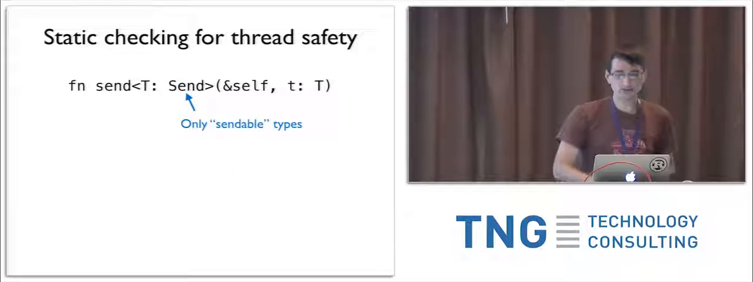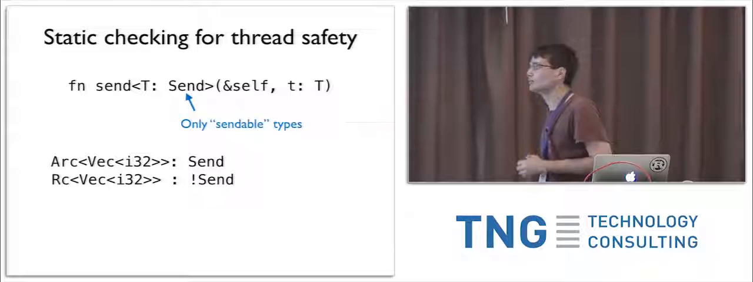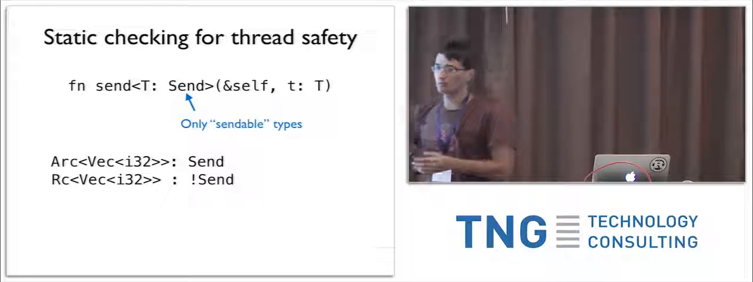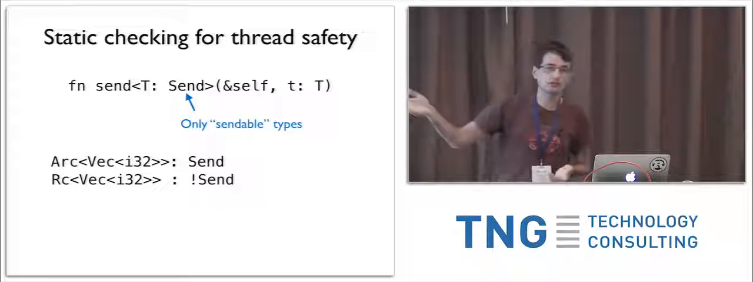That's kind of a fancy way of saying basically what these two examples are here, which is that Arc is an atomic reference counted pointer.